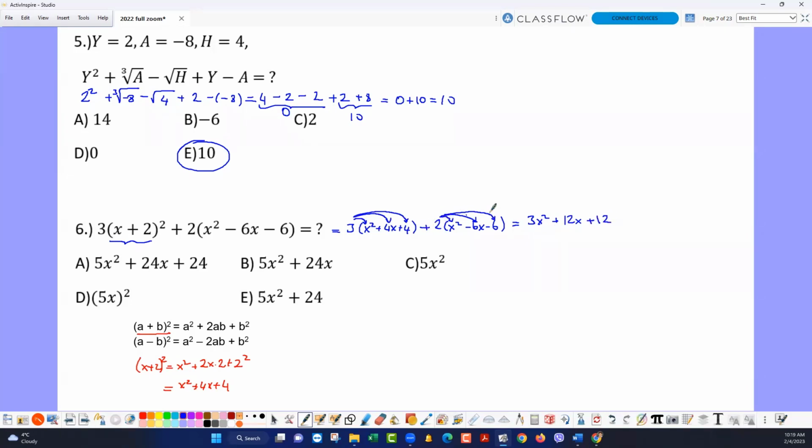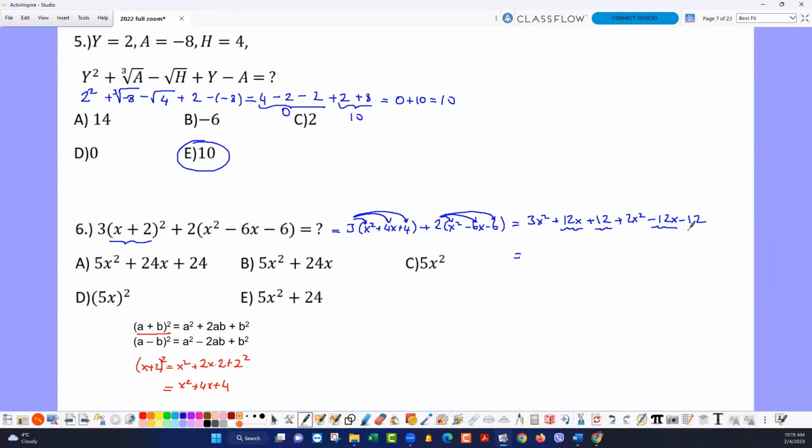Sorry. 2 times x squared is equal to 2x squared. 2 times minus 6x is equal to minus 12x. By the way, I'm multiplying with signs also: plus 2 times minus 6 gives minus. So 2 times minus 6 is again equal to minus 12. As you see here in the equation, 12x and minus 12x have different signs and are equal to each other. So the result is going to be 0.